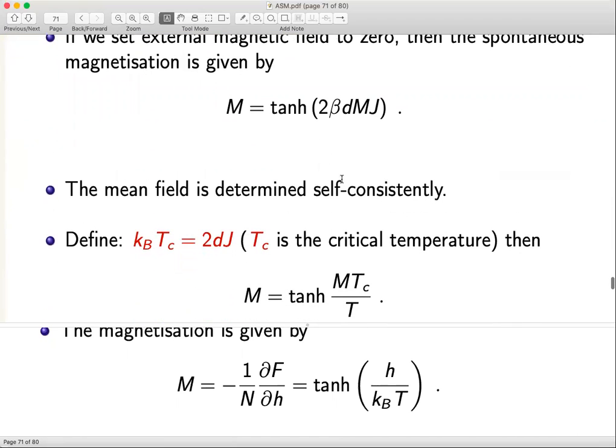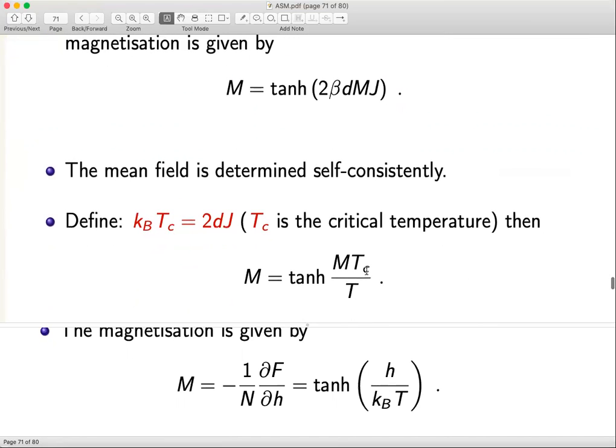So for simplicity, define kB times Tc to be 2dj. If you do that, then you can make this expression look like m equal to tanh of m Tc by T. Of course it has to be solved self-consistently, but the only advantage of writing it in this way is to assign a critical temperature to the system, which is related to the coupling of spins, and of course related to the dimension in which you are working.